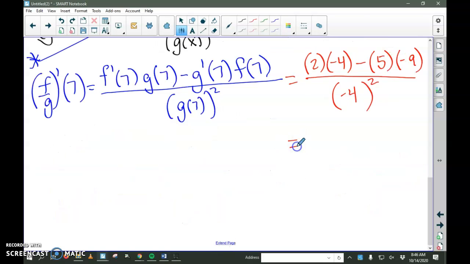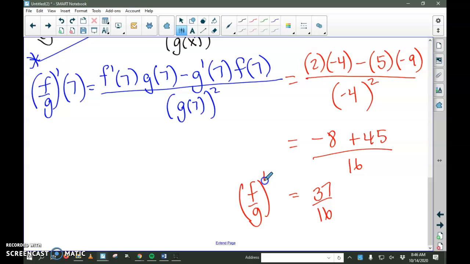Now I can go through and simplify, right? I get negative 8 plus 45 divided by 16. And when I clean this up, I get 37 divided by 16. And again, just to review, that represents the derivative of the quotient f divided by g, the derivative of that function at 7.